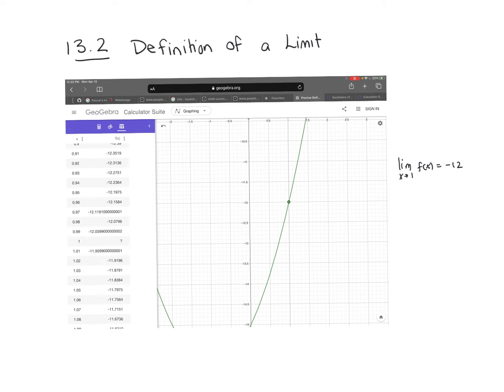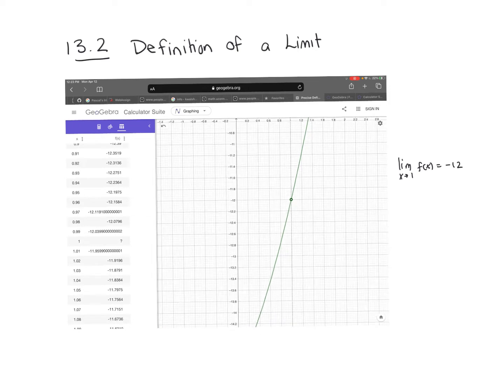Can I be within 0.01 of 12? Can I be within 1/millionth of 12? How close can I get to negative 12? I keep saying 12, but I mean negative 12. So let's go ahead and look at that graphically.